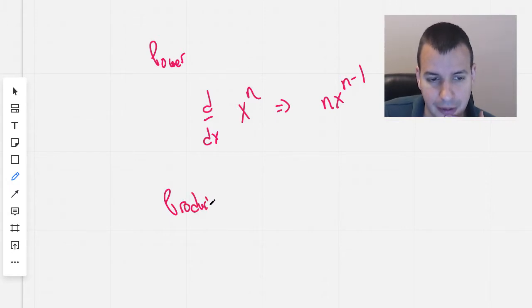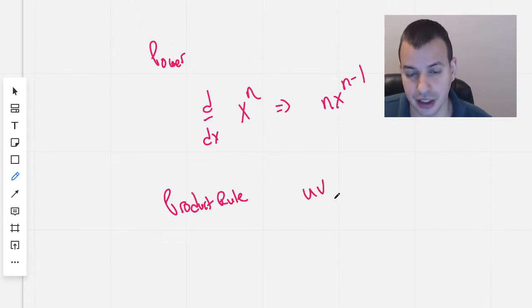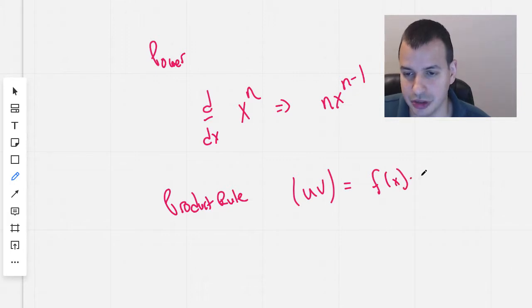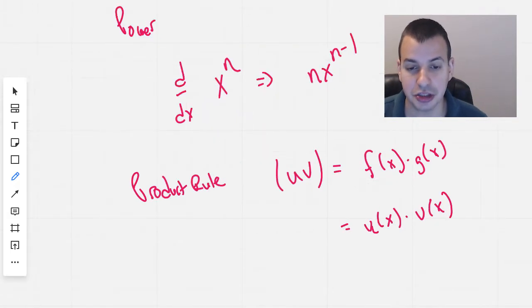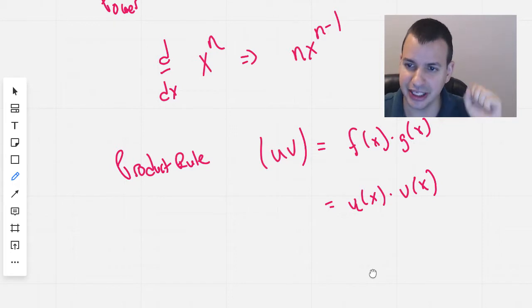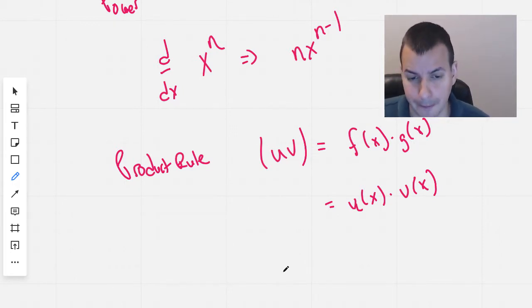Then we looked at the product rule. So the product rule is you have u and v, which are two functions. This is the same as f of x times g of x. And more clearly, in this case, this is u of x times v of x. These are functions of x. This is all the same thing that I've written here. I just write u and v because it's convenient. I usually write out the product rule every time I use it, just to keep things straight and clear. So I like to use u and v.